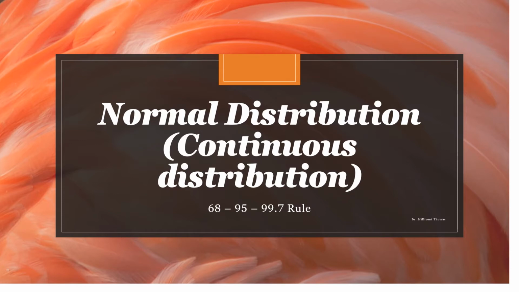In this video, I would like to explain about a continuous distribution. An example of a continuous distribution is a normal distribution. And let us see what is the 68, 95, 99.7 rule for a normal distribution.